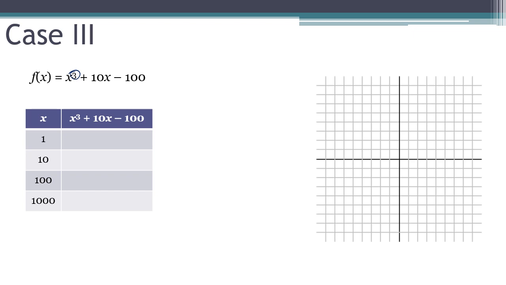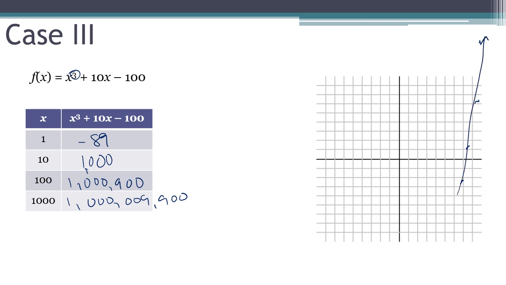All right, well, again, if you do these calculations, you're going to get negative 89, positive 1,000, positive 1,900,000, and positive, what would this be, 1 trillion, 9,900. All right, so it's the same thing, right? We're seeing the exact same behavior. The numbers start off here and then increase even more quickly. So this also increases or rises, whichever word you want to use, to the right.